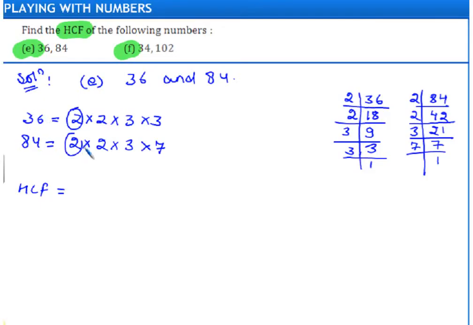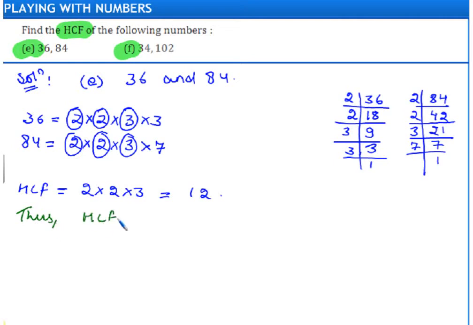Now the common numbers, which are the factors of 36 and 84, are 2, 2 and 3. So HCF is 2 into 2 into 3, that is the highest of their common factors, which is equal to 12. Thus, the highest common factor of 36 and 84 is equal to 12. This completes the E part.